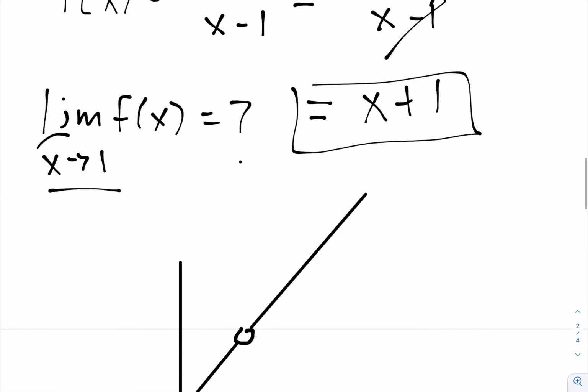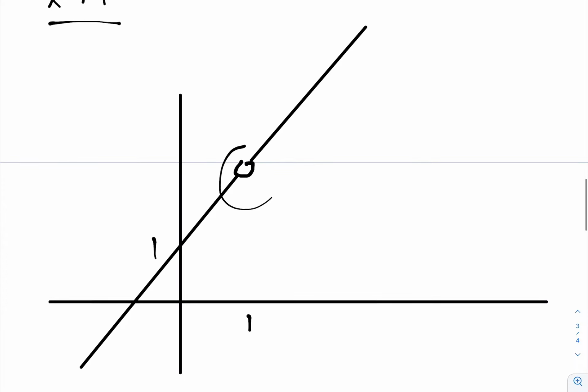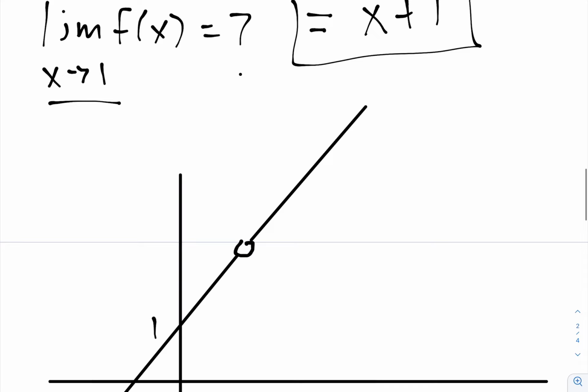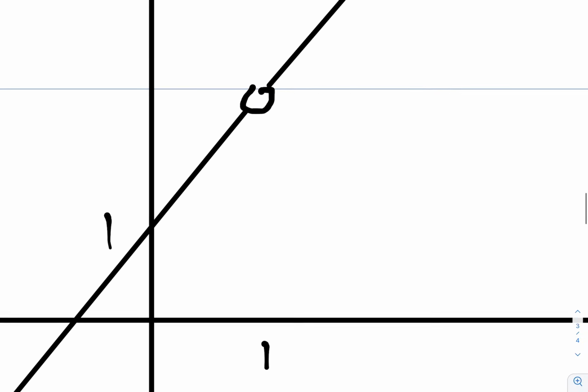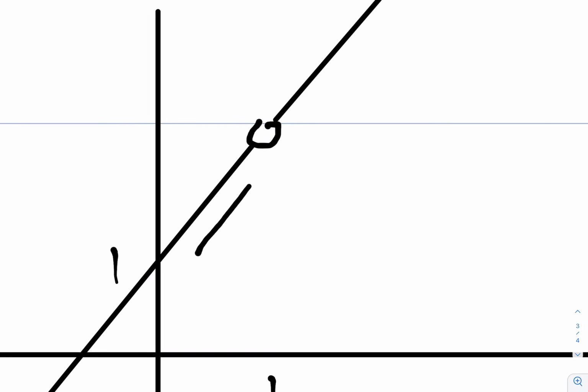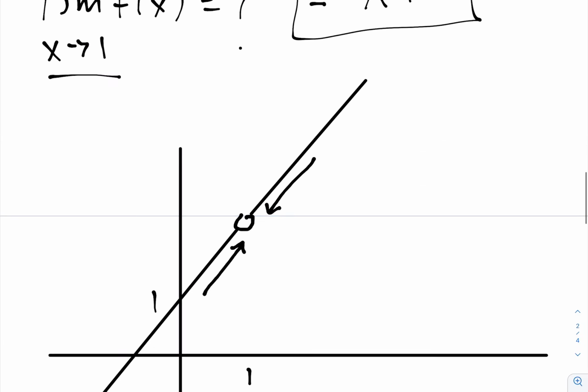Because if we were to plug in 1 for x, we would get an infinite answer. So the function doesn't exist when x equals 1. But even though the function doesn't exist where x equals 1, we can find the limit of this function as it approaches x equals 1. So what value does this function get closer and closer to as we move towards x equals 1? Well, we can figure that out by just treating this like it's x plus 1.